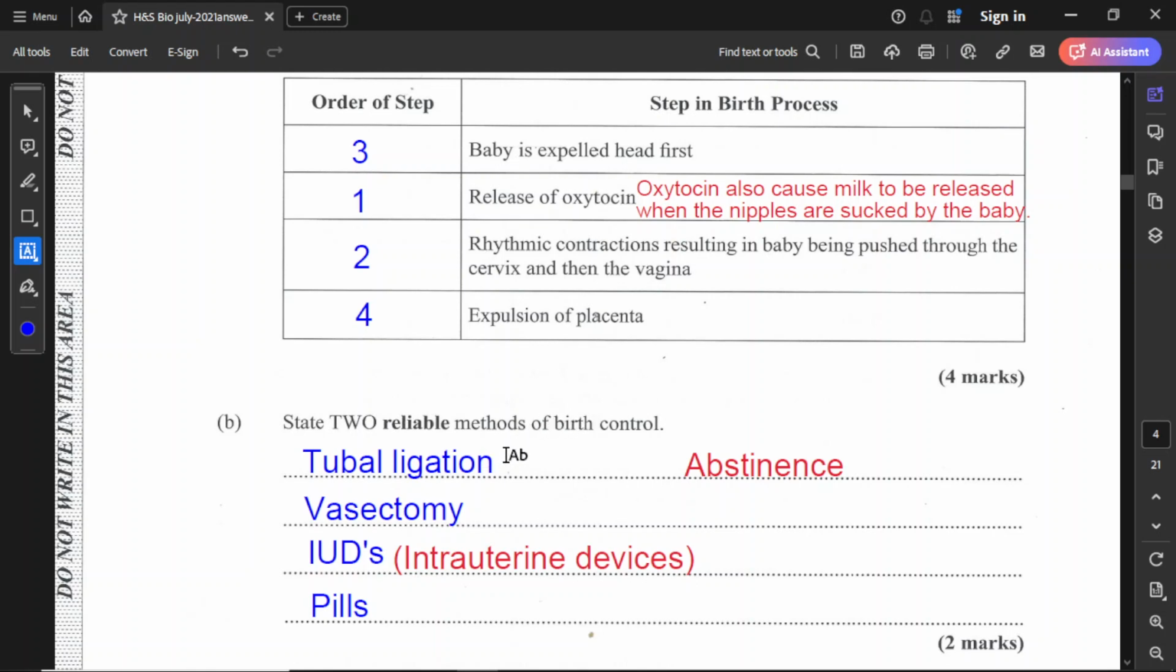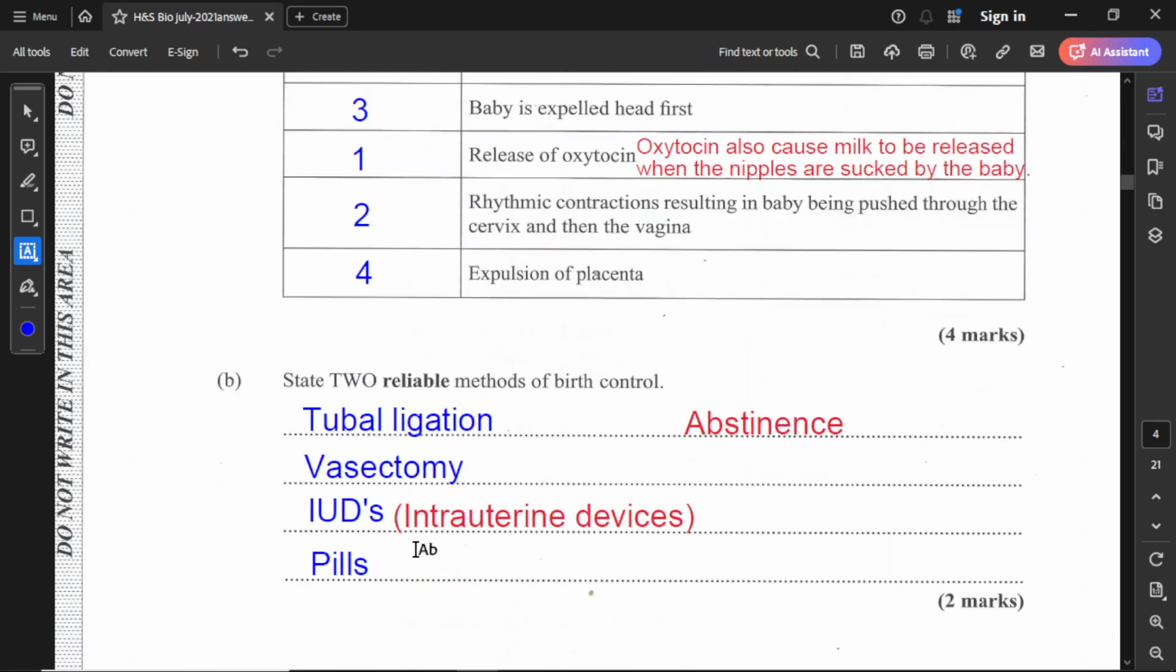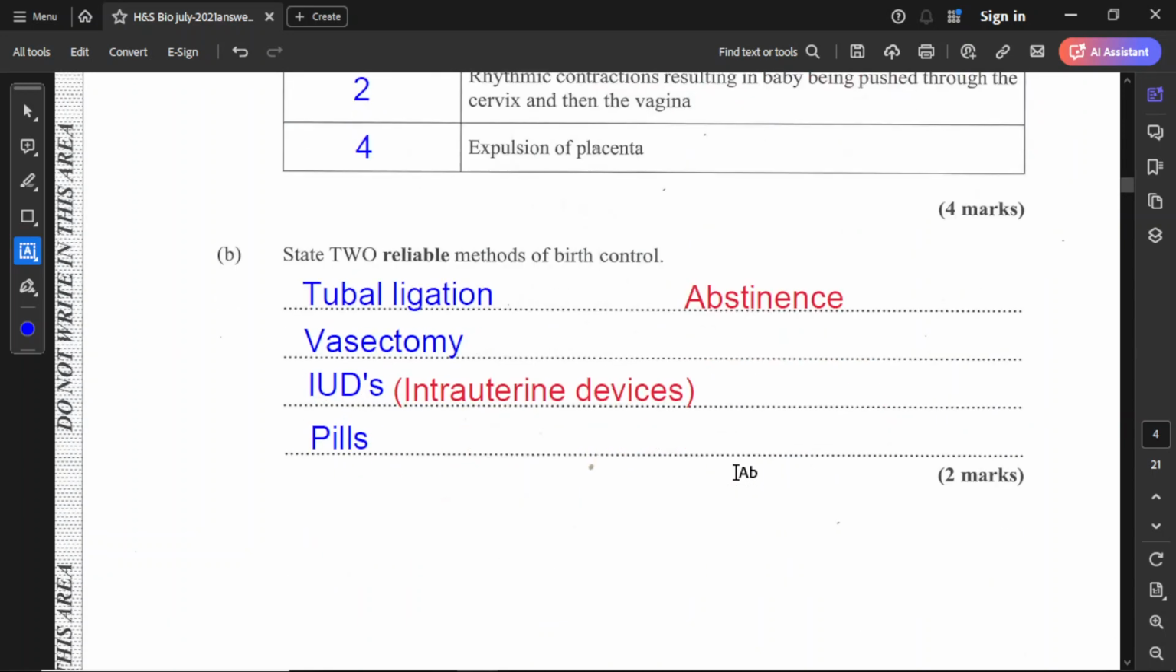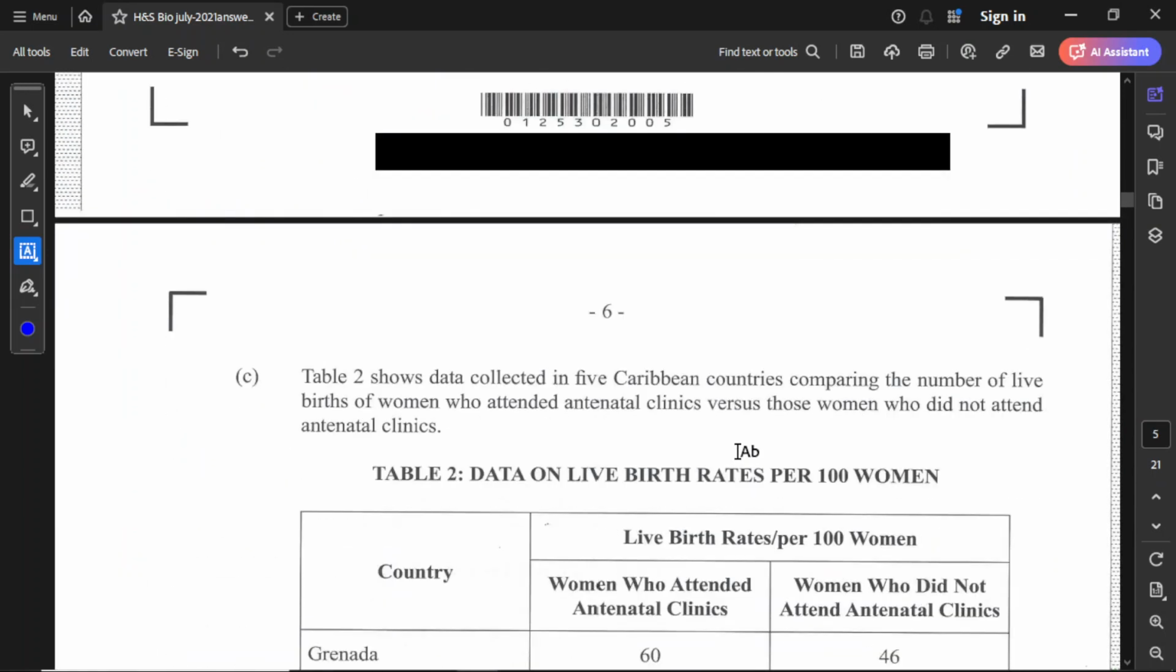All right, and so part B is to state 2 reliable methods of birth control, and we have tubal ligation for females, and we have vasectomy for the males. We also have IUDs, and IUDs mean intrauterine devices. We also have pills, which are very effective, and the best of all is abstinence.